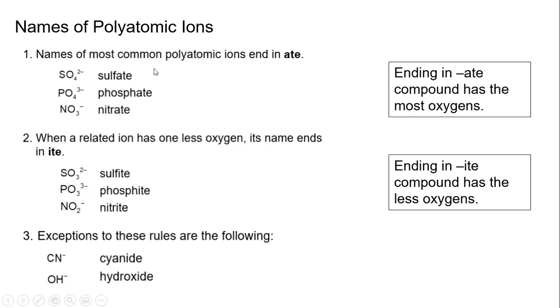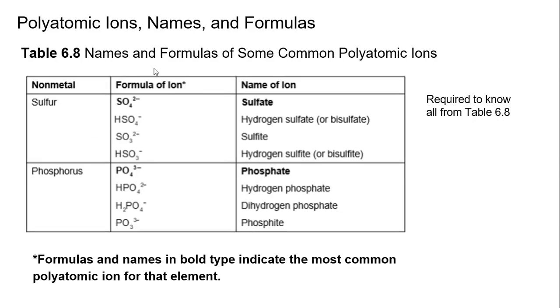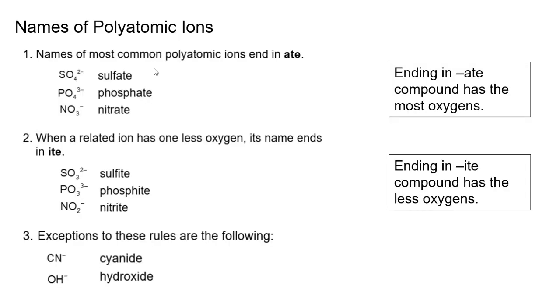So that's why I say the most common ones here tend to be the 8: nitrate, chlorate, carbonate, sulfate, and phosphate. 1 less from that is the ite. So sulfate has 4, then that means if you hear sulfite, it has 3. The charges do not change on these. If you know phosphate, phosphate has 4 oxygens and a 3- charge. Phosphite has a 3- charge still. The charges do not change, but the oxygens do.